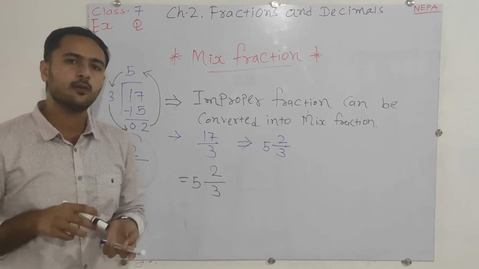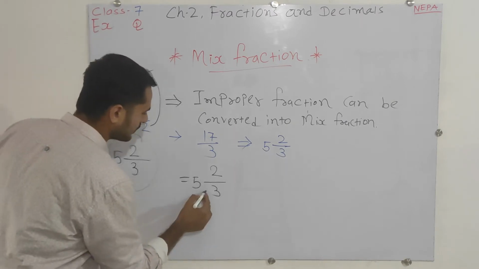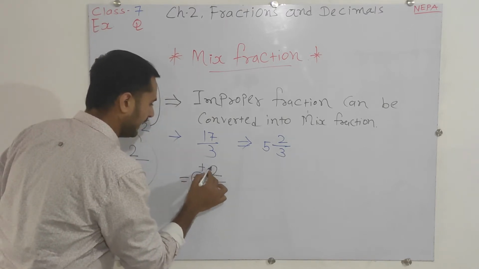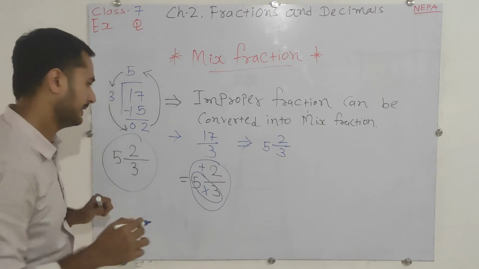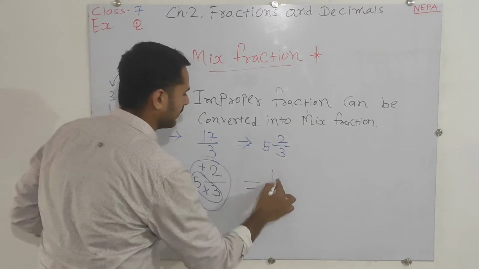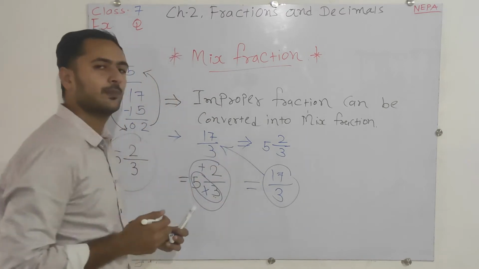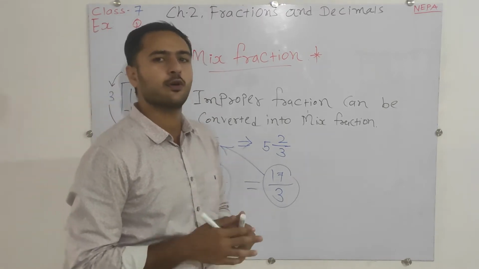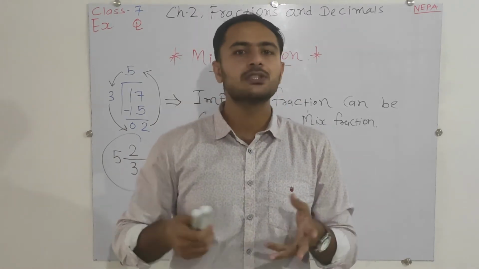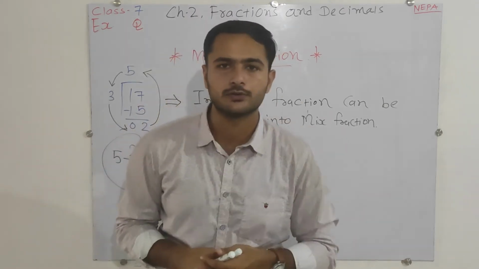Now, if you want to verify whether it is correct or not, how will we check? There is one process: you do the multiplication for both numbers, and whatever answer you get, you do the addition. How? Let's see. 5 3s are 15, 15 plus 2 is 17, divided by the denominator as it is, that is 3. So it's really very easy to convert from improper fraction to mixed fraction as well as mixed fraction to improper fraction. We can do it both ways, and we will see more examples, but right now just pause the video and note it down.